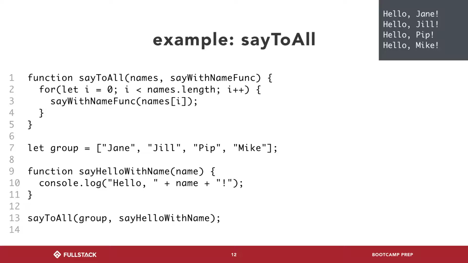And what does this function do? This function takes in a name and console logs out hello name. So when I run this function, on the console log I see hello, and I greet each one of these people in turn. So this is, once again, nothing new here. This is just an application of things that we already know.